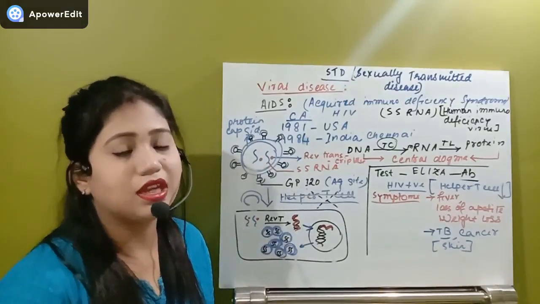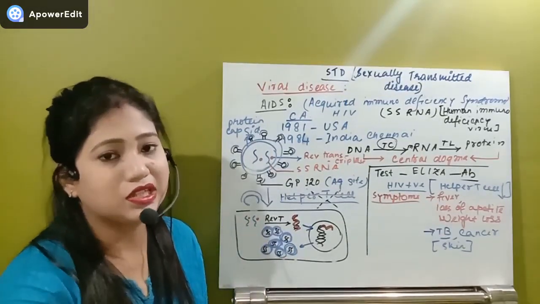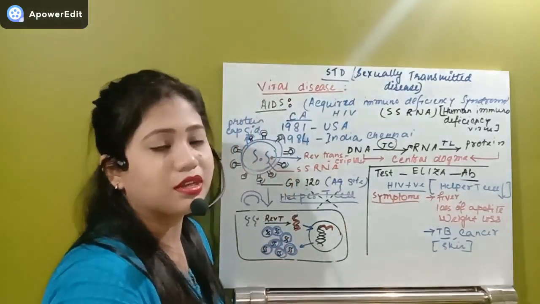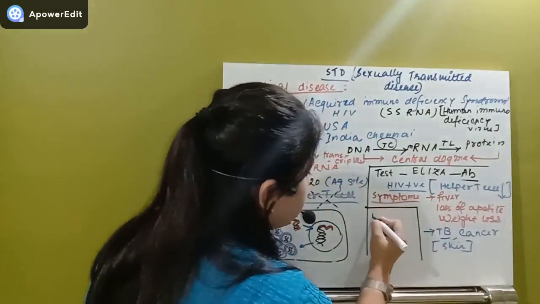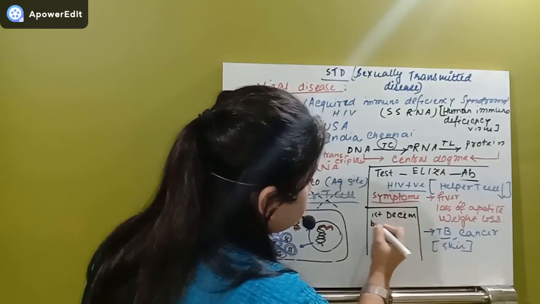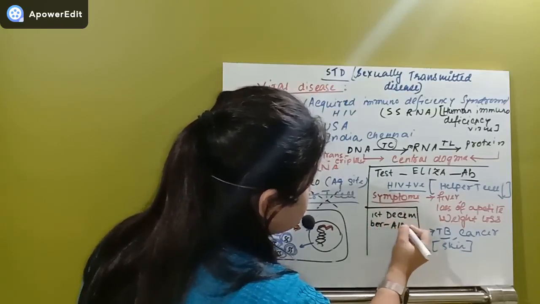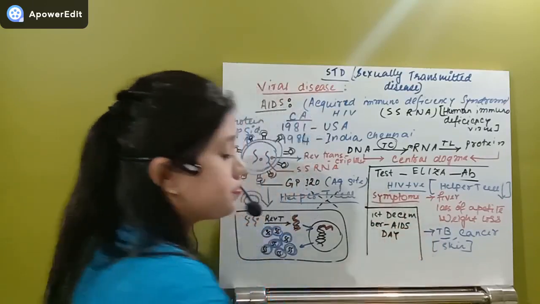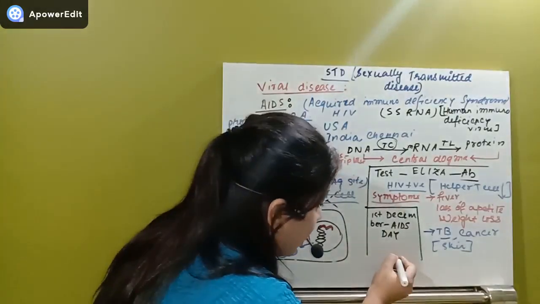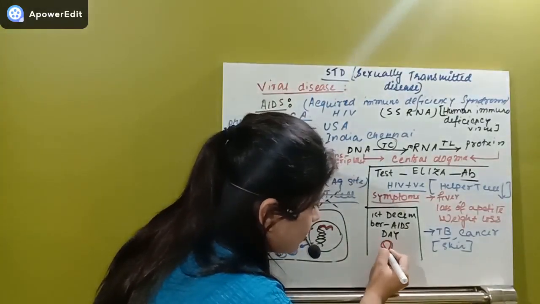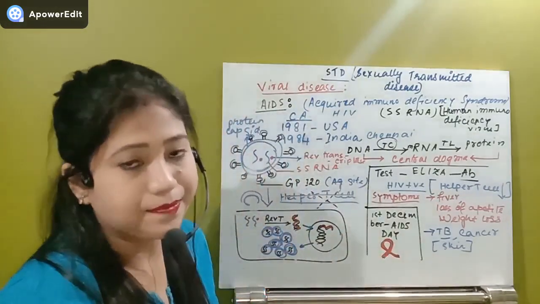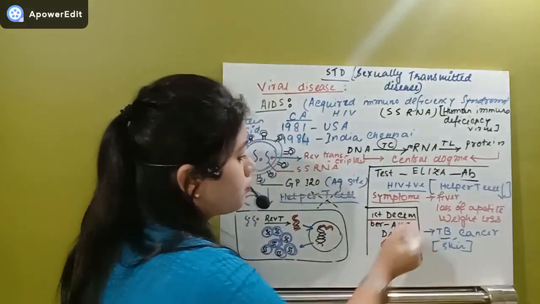So internationally there is a day which is observed as AIDS day. What is AIDS day? On which day is it, not celebrated, it is observed. This is 1st December. This 1st December is called AIDS day. And what is the symbol of AIDS? See, this is just a red ribbon, a red coiled ribbon. This is the symbol of AIDS. AIDS day is observed on 1st December.